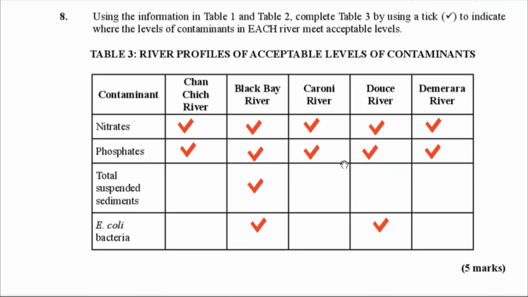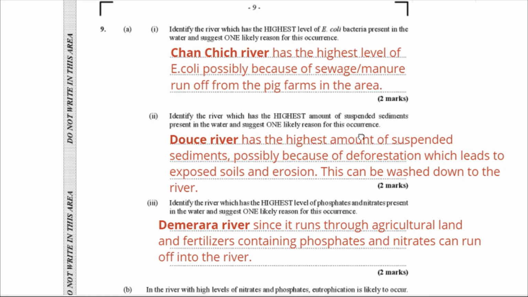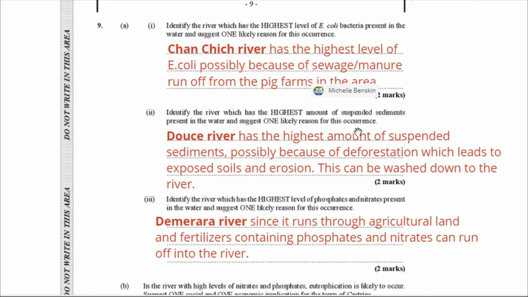So that's 5 marks. Let's look at question 9. It says to identify the river which has the highest level of E. coli bacteria present in the water and suggest one likely reason for this occurrence.